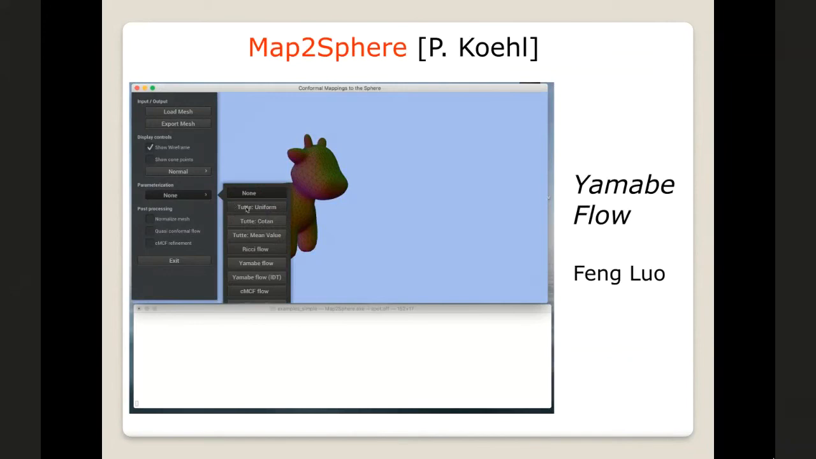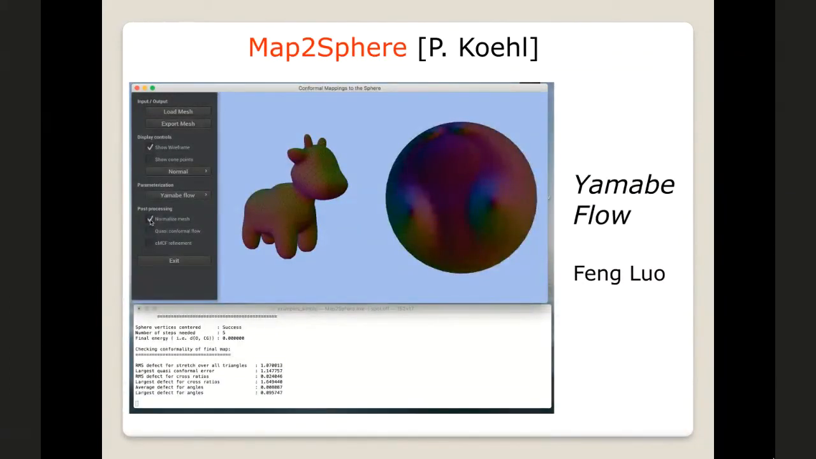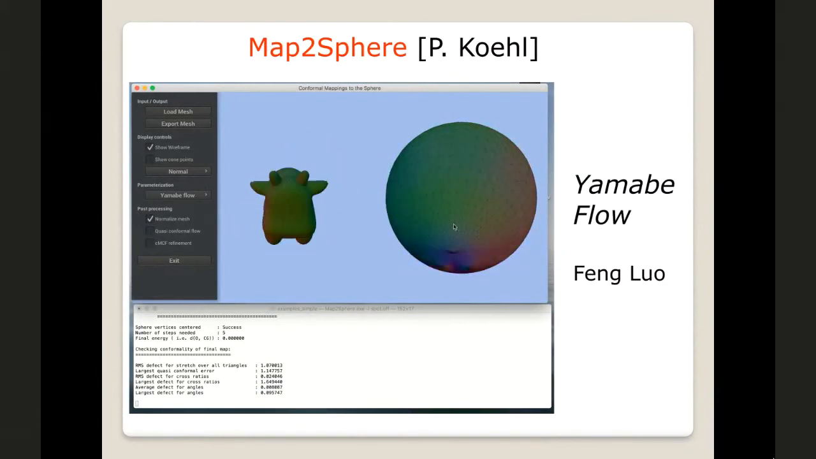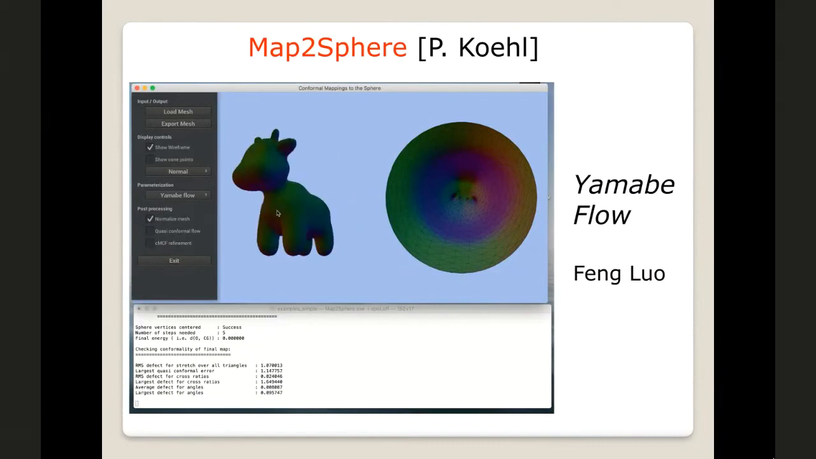What you do is you first import a mesh, then you pick one of several methods. Here we'll pick Yamabe flow, which produces a discrete conformal map to the sphere. The initial map you produce doesn't uniformly distribute the points, so it doesn't look round. But when you uniformly distribute the points on the sphere, you get a nice triangulation, and the colors indicate the distortion, how close it is to conformal.